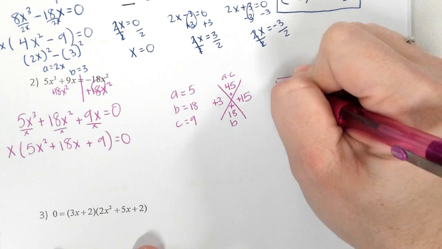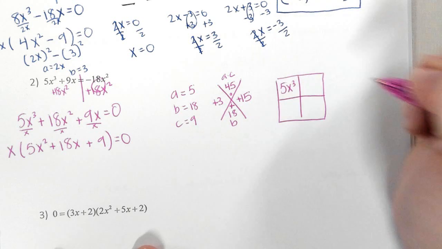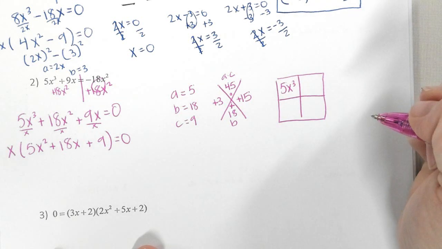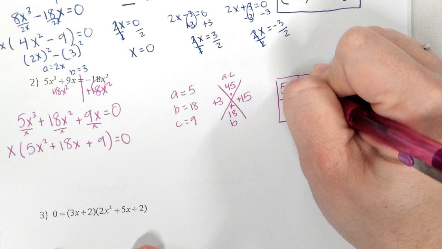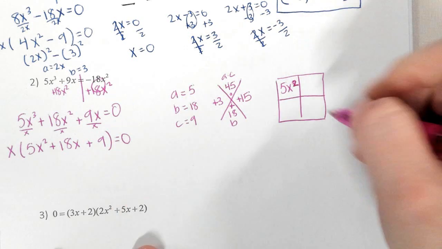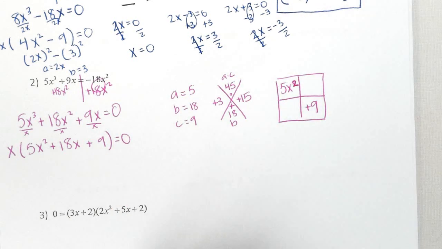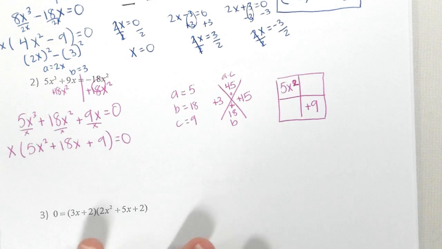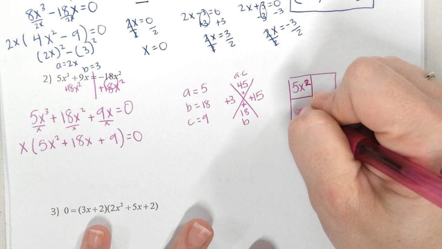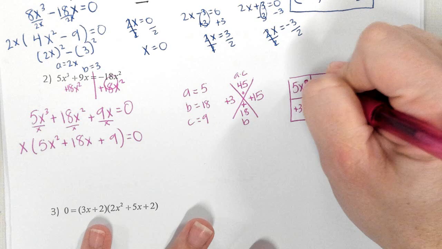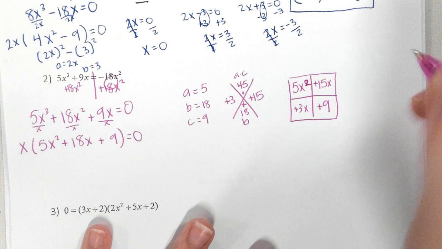So A is 5x squared. C, not cubed, dang it, squared. My bad. C is 9. I literally told y'all, like, don't make that mistake yesterday, but here I am. Okay, and then my split B. So positive 3x, positive 15x.